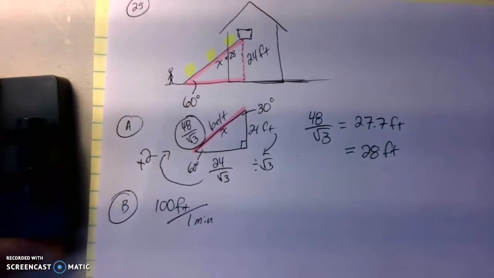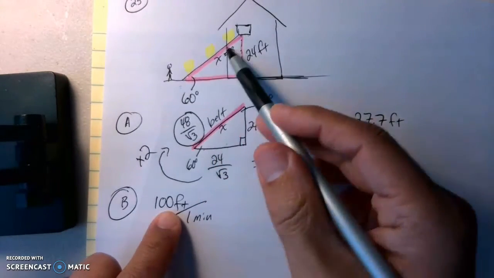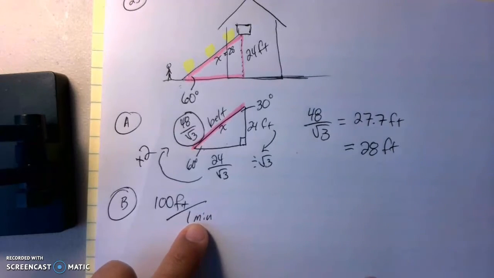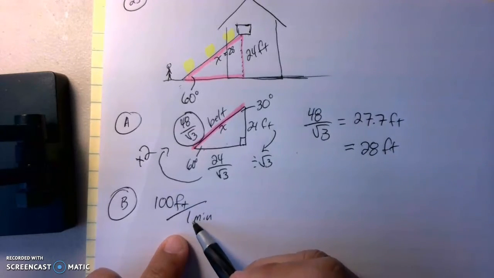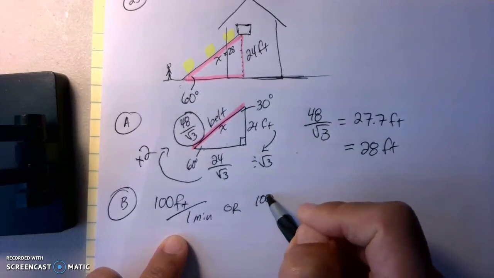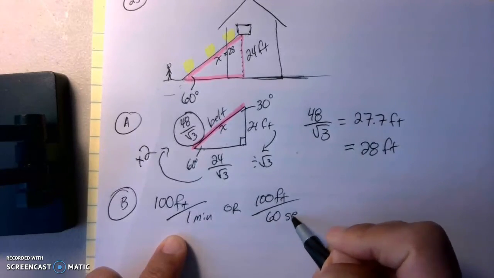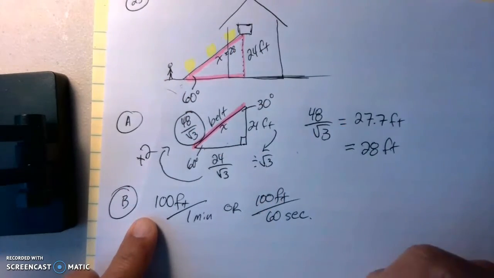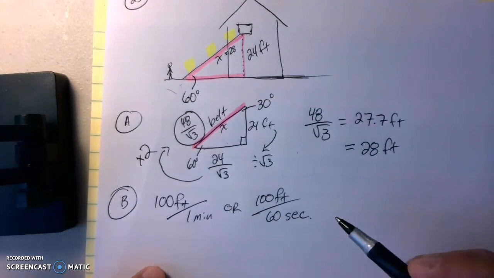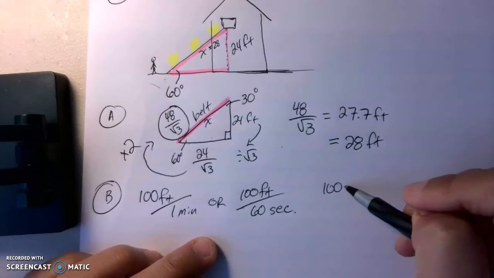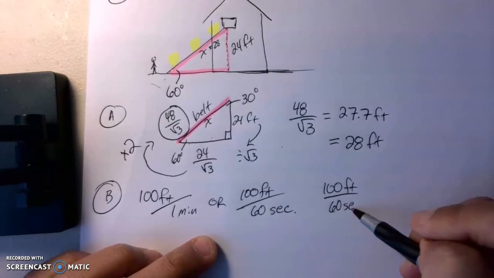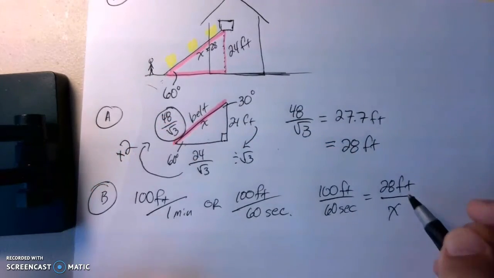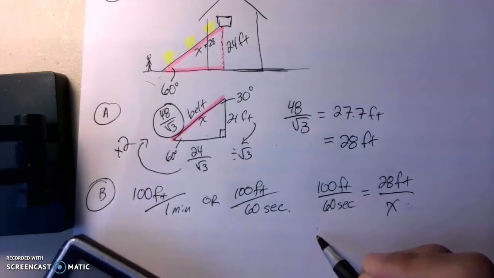Okay, it goes 100 feet per 1 minute. This conveyor belt's only 28 feet, so it's going to be less than 1 minute. It's going to be in seconds then. So instead of saying 100 feet per 1 minute, I'm going to say 100 feet per 60 seconds. Hopefully that makes sense. So it just grinds up 100 feet in 60 seconds. Well, this thing's only 28 feet, so how long would it take? Let's set up a proportion. 100 feet to 60 seconds is equal to 28 feet, the length of the conveyor belt, over X amount of seconds. Cross multiply and solve this.